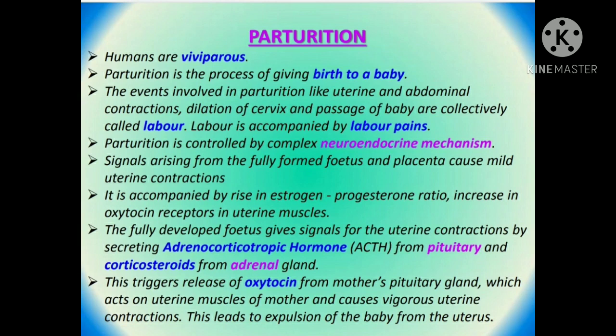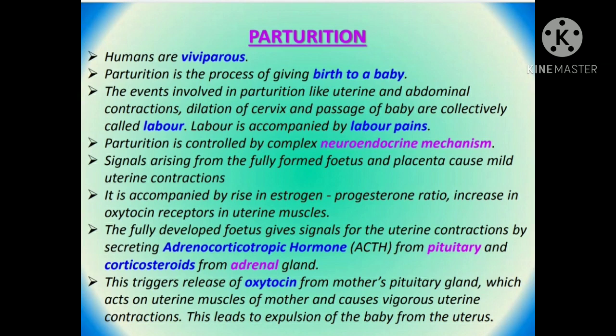I am repeating it. Parturition is controlled by a complex neuroendocrine mechanism. Signals arise from the fully formed fetus and placenta and cause mild uterine contraction. What does it cause? It causes the mild uterine contractions. It is accompanied by a rise in estrogen and progesterone ratio, and an increase in oxytocin receptors in uterine muscles.